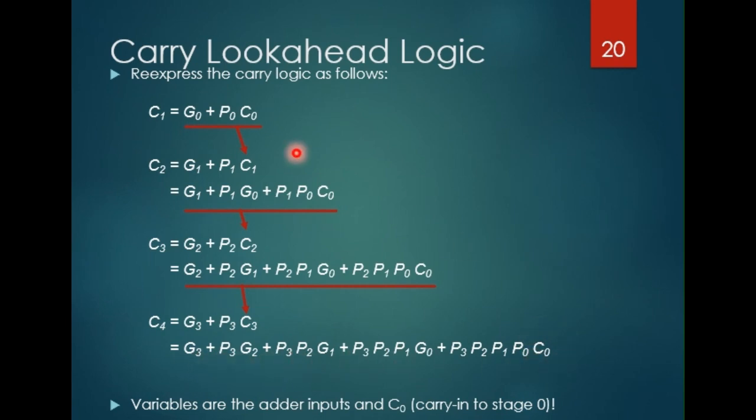So in other words, if you implement the logic for carry out based on the new Boolean expressions here, you break or eliminate the dependence of C4 on C3, C3 on C2, C2 on C1, and so on. So you eliminate the dependence of the carry out of a given adder on the carry out of the preceding adder. So you have eliminated the dependence, and in other words, it breaks that long propagation path.